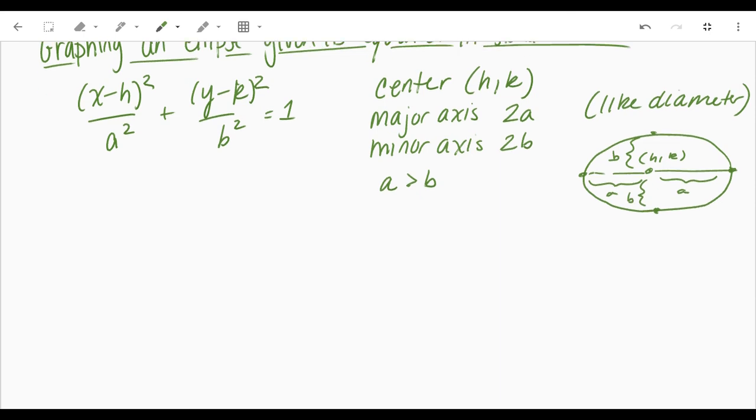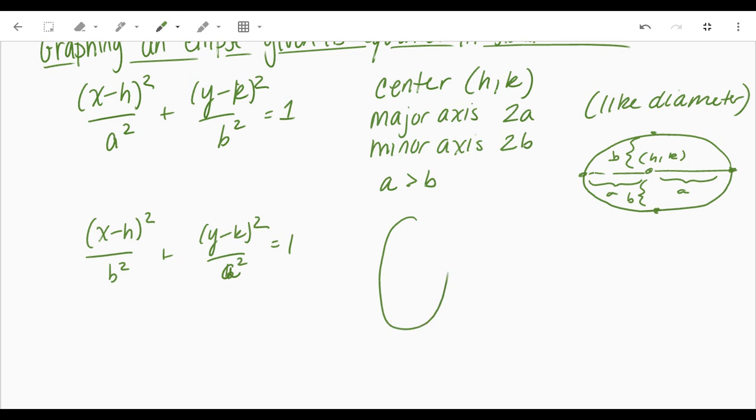Okay, if we have x minus h squared over b squared plus y minus k squared over a squared equals 1, that just means that in the x direction you have the smaller axis. So it would still be centered at h, k. But then, going out to your 4 vertices here, this would be b, because b is with the x part. This would be b, this would be a, this would be a.